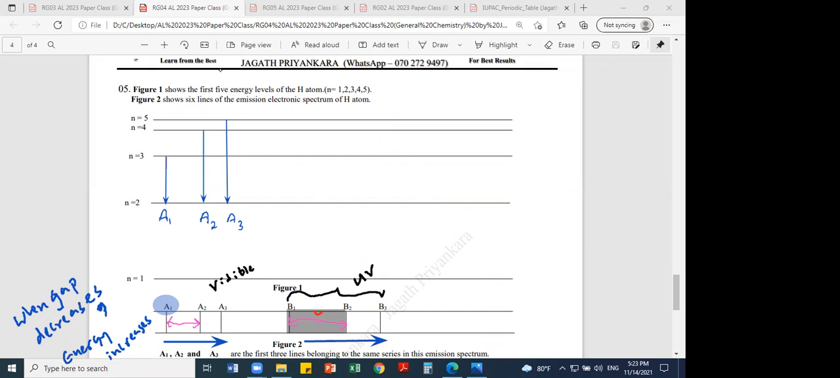So I will draw with a different color. I'll use red. B1 I'll draw first, from the higher level to the first level. So I can draw like this, B1 like this, right? Then B2 I'll draw here, parallel to that, from the upper level to the first one. Then next I'll draw B3 like this.